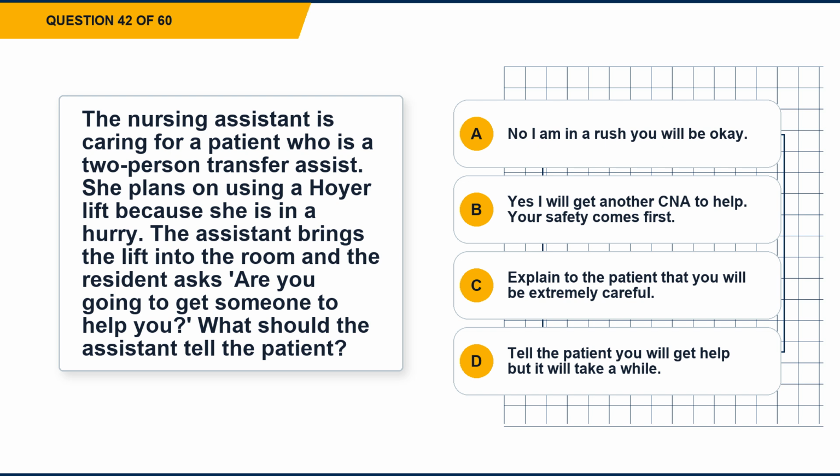Option A, "No, I am in a rush, you will be okay." Option B, "Yes, I will get another CNA to help. Your safety comes first." Option C, explain to the patient that you will be extremely careful. Option D, tell the patient you will get help but it will take a while.